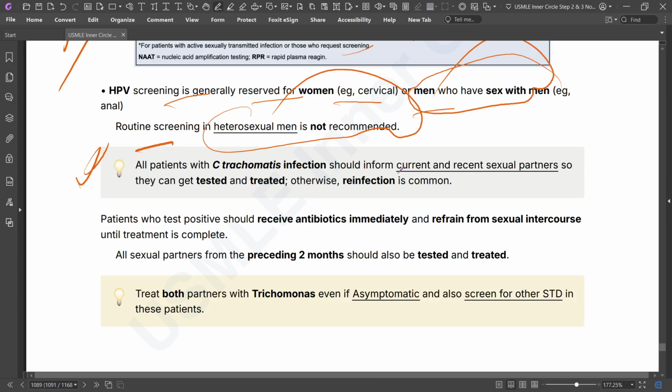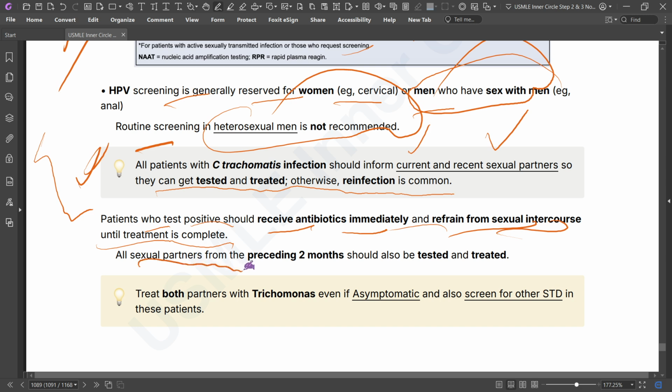All patients with chlamydia trachomatis should inform current and recent sexual partners so they can be tested and treated. Otherwise, reinfection is common. Patients who test positive should receive antibiotics immediately and refrain from sexual intercourse until treatment is complete. All sexual partners of the preceding 2 months should also be tested and treated.